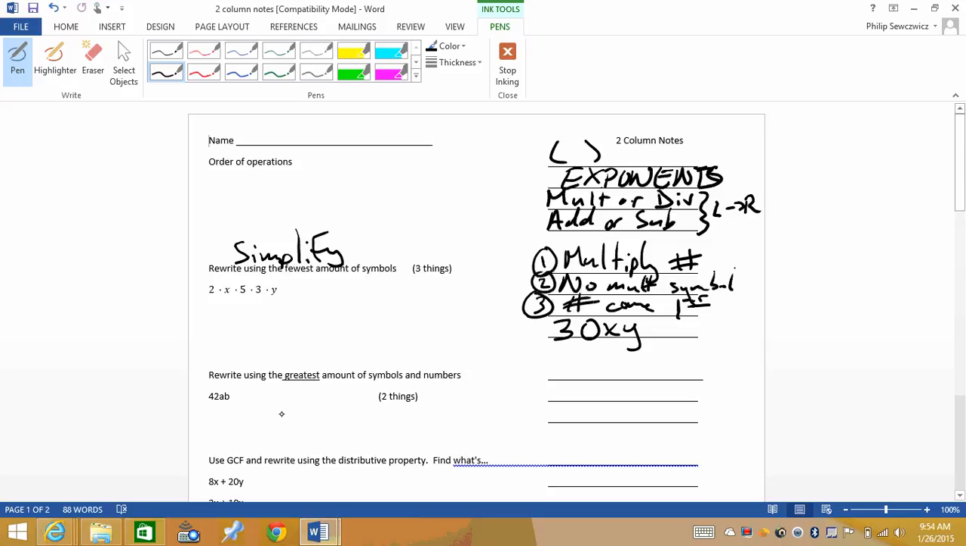Rewrite using the greatest amount of symbols and numbers. The big thing here is we're going to use the phrase expand. All right. So the first thing that we are watching for when we expand is you do have to break down the numbers. What we mean by that is, get ready to use a factor tree if you would like. So this is where we take our 42, and what two numbers multiply to 42?